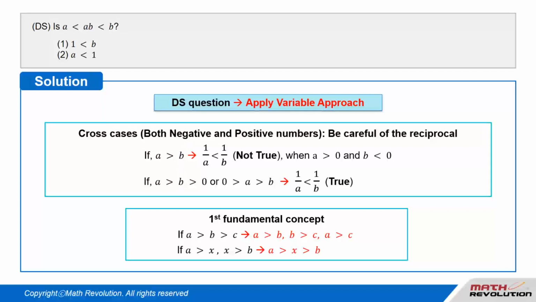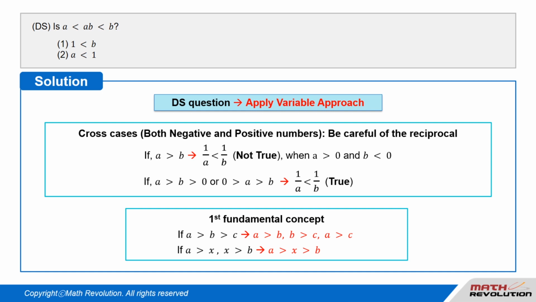The first fundamental concept in inequality: if A is greater than B, which is greater than C, then A is greater than B is greater than C, and A is greater than C. Also, if A is greater than X and X is greater than B, then A is greater than X, which is greater than B.